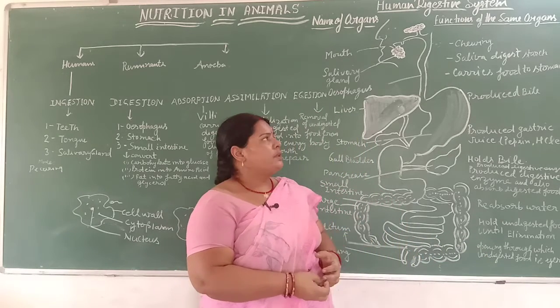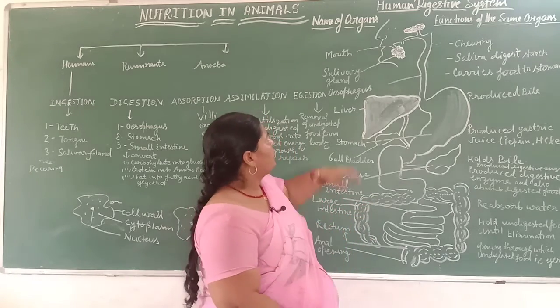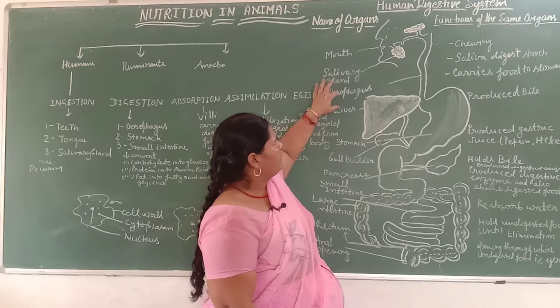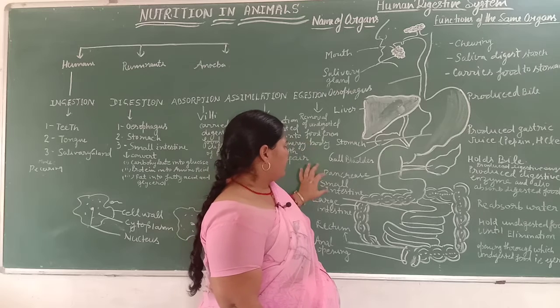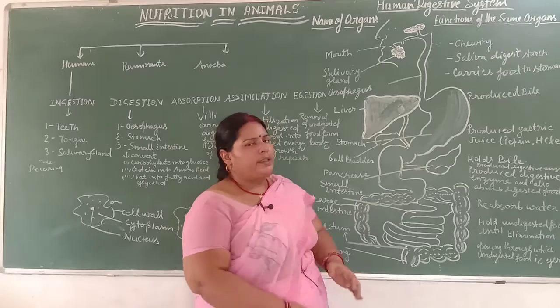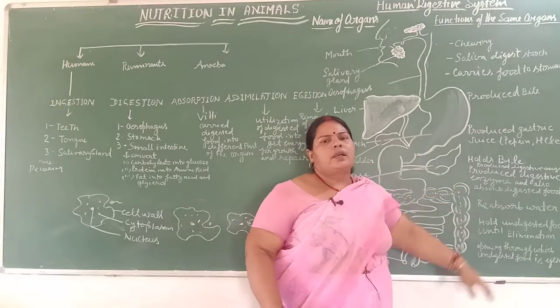So again, revise this: how many parts are found in the digestive system. That is first the mouth, then the salivary gland, then the esophagus, then the liver, then the stomach, then the gallbladder, then the pancreas, then the small intestine, then the large intestine, then the rectum, and then the anal opening. And here you see its function.